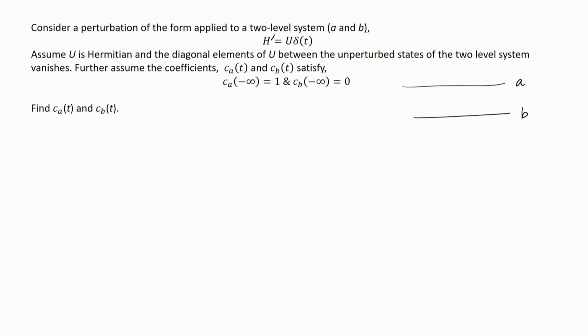Now, assume that u is Hermitian and the diagonal elements of u between the unperturbed states of the two level system, which are A and B, just vanish. Further assume that the coefficients C A of t and C B of t satisfy the initial conditions C A at minus infinity equal to 1 and C B at minus infinity equal to 0. Now, the question is to find C A as a function of t and C B as a function of t. So, we can write down the equations of motion.